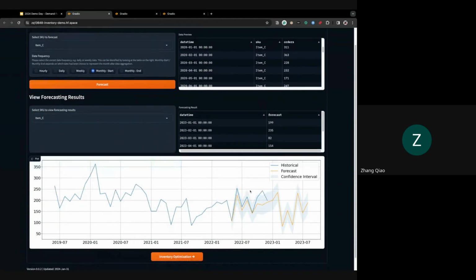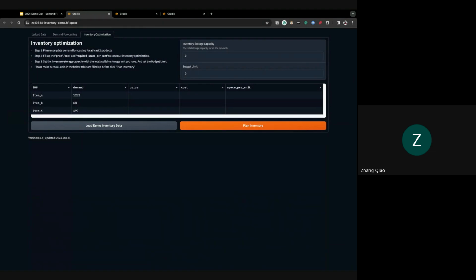Now, with all of these forecasted values, one immediate thing we can do is, as a consumer product factory, or let's say a supermarket, they will immediately think about how many items could be sold in the next few months. We should think about what the inventory is supposed to be. So now is the inventory optimization process.